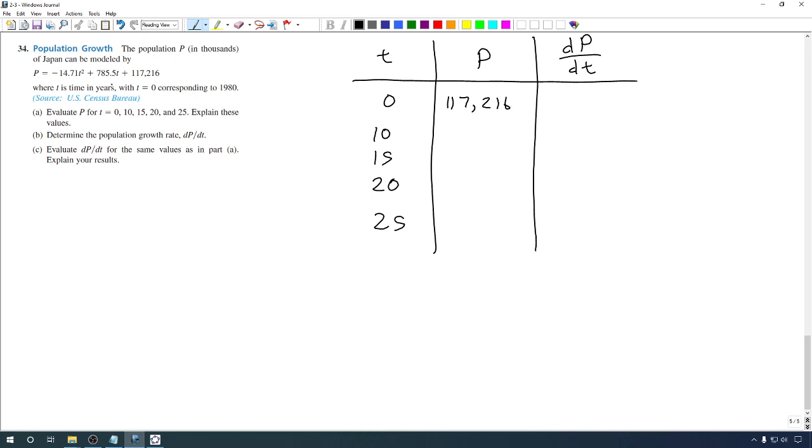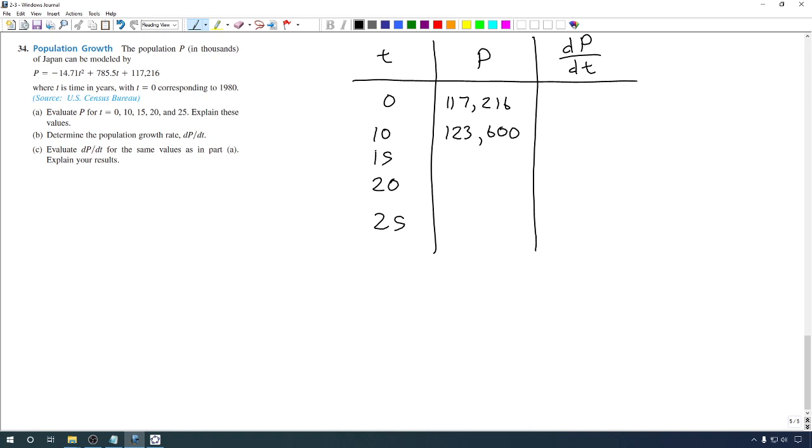Then I plug in 10. So again, just use a calculator for this. It's by far the easiest way to tackle it. So I have negative 14.71 times 10 squared plus 785.5 times 10 plus the same 117,216. When I plug that into my calculator, I get 123,600.